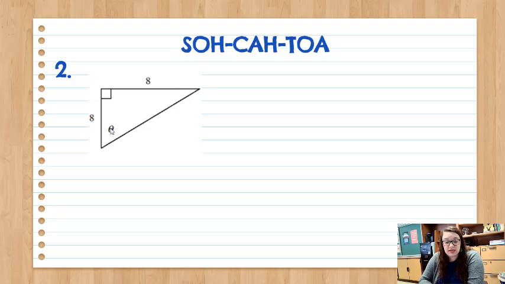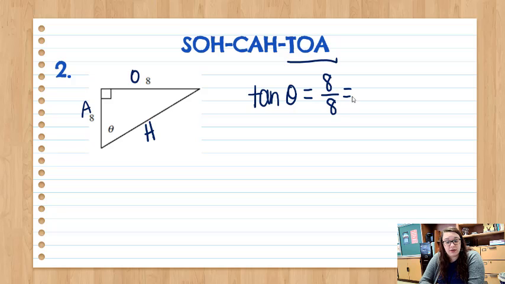Let's try another. On this one, let's label our sides. Across from the right angle is hypotenuse, which there's nothing there. Across from our reference angle is 8, that's opposite, and next to it is adjacent. So we've got theta, opposite, and adjacent. That's a tangent formula. So I've got tangent of my angle theta is equal to 8 over 8, which is just 1. So tangent theta equals 1.